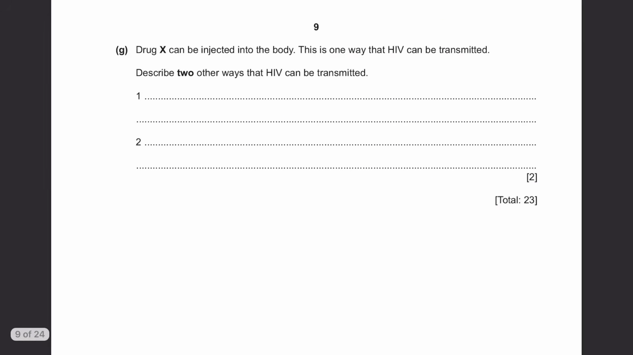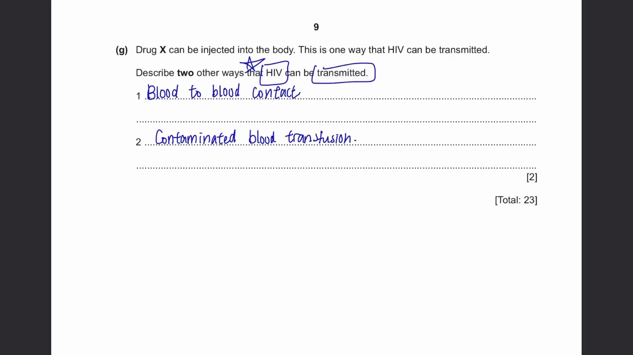Part G. Drug X can be injected into the body. This is one way that HIV can be transmitted. Describe 2 other ways that HIV can be transmitted. This requires general knowledge on HIV. There are many ways that can be transmitted other than directly being injected into the body. The most common one is that it can be due to blood-to-blood contact. So if there's contaminated blood transfusion, the person can get HIV. Another ways are by sexual fluids, and breastfeeding may transmit the virus to the baby.